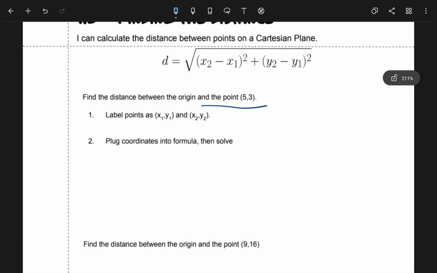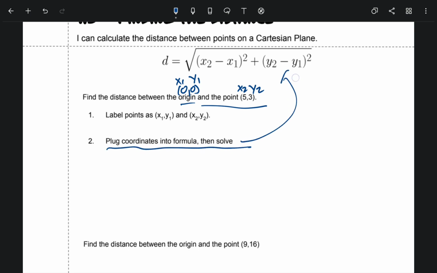So we're starting off with just working in the first quadrant with one of our points being (0, 0). The origin is (0, 0). So first we want to label the points as (x1, y1) like usual. So (0, 0), let's just make that (x1, y1), and (5, 3), (x2, y2). Then we're going to plug the coordinates into the formula here and solve.